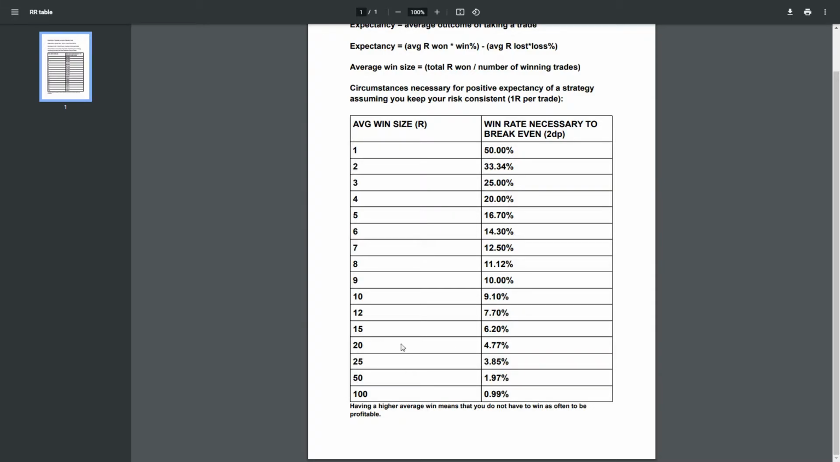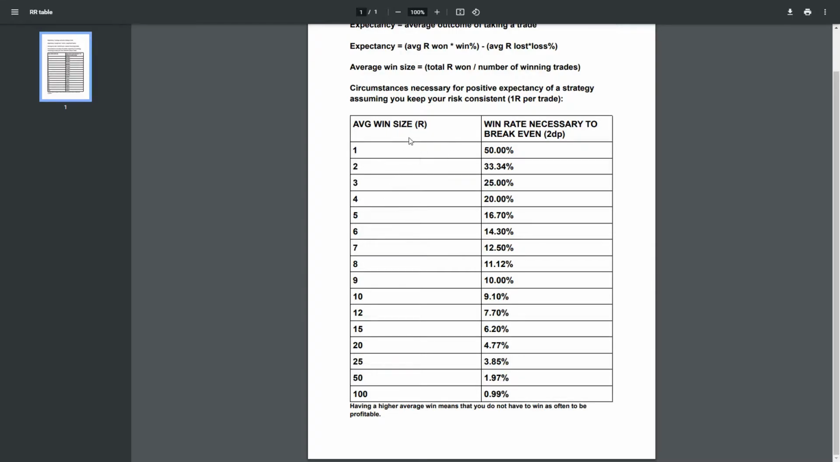And over 20 to 1, you only need to be winning less than 5% of the time to actually be a break-even trader. So if your strategy gives you that capability to potentially get over a 20 to 1 trade, then you really don't have to win often at all. So for me, I really favour strategies that provide a higher risk to reward.